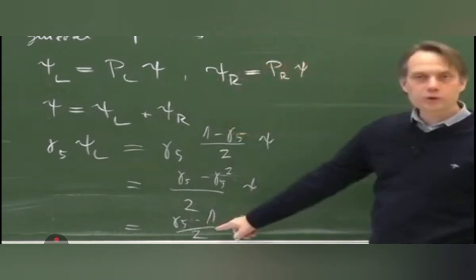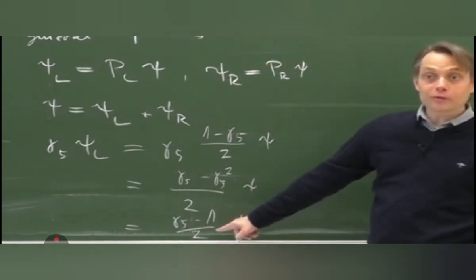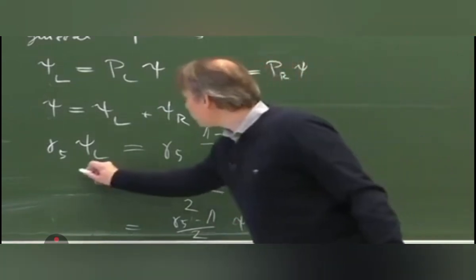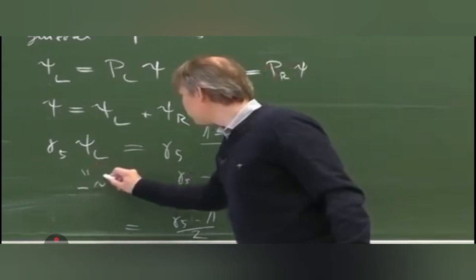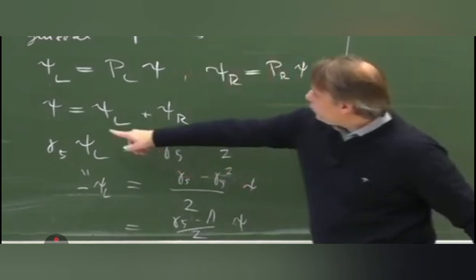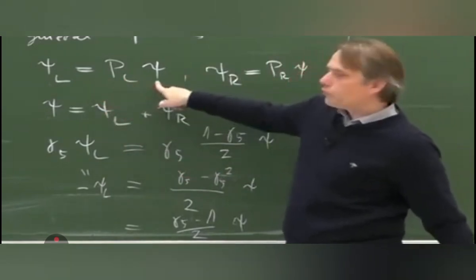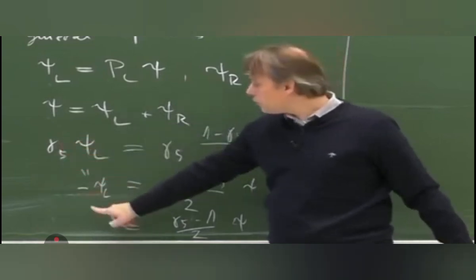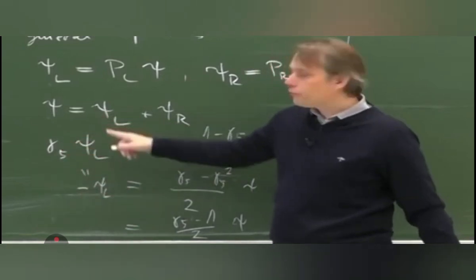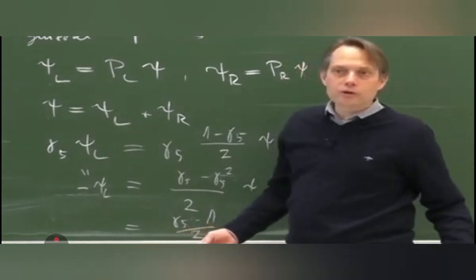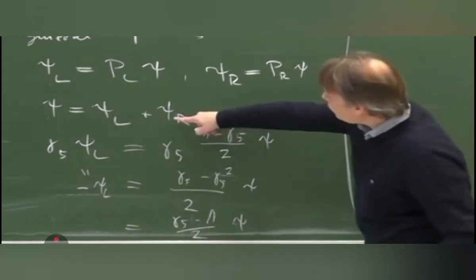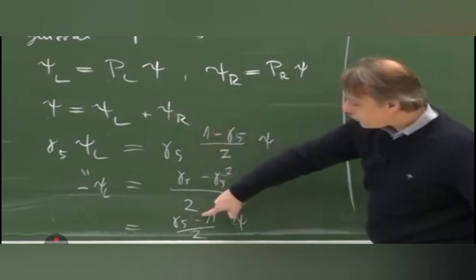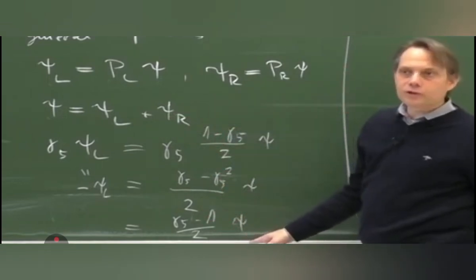And what do we now have? That is, of course, minus the projector p left. So we get in the end minus psi left. So if we define our left-handed spinor using this projection, then it automatically becomes an eigenspinor of gamma 5 with eigenvalue minus 1. So psi left is a chirality eigenstate with eigenvalue minus 1. And similarly, for psi right you have a plus, and it would be an eigenstate of gamma 5 with eigenvalue plus 1.